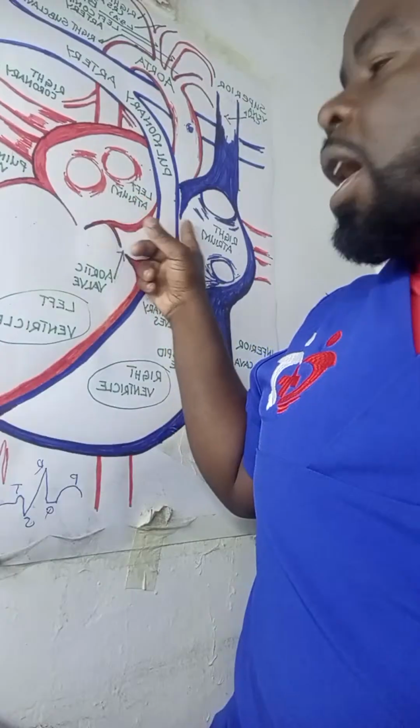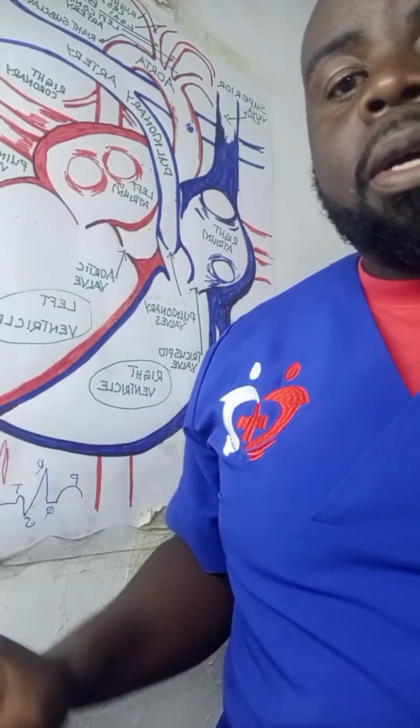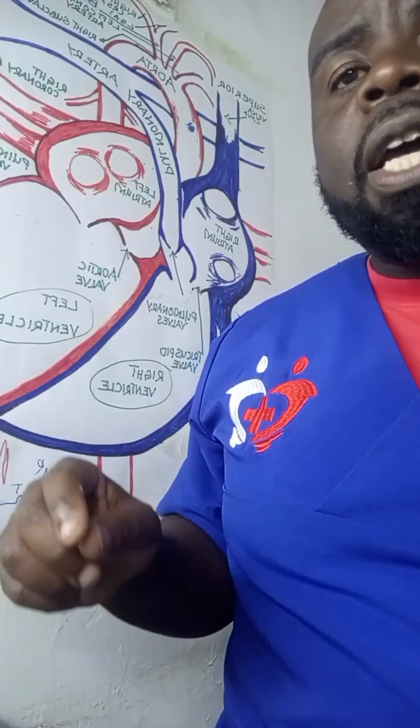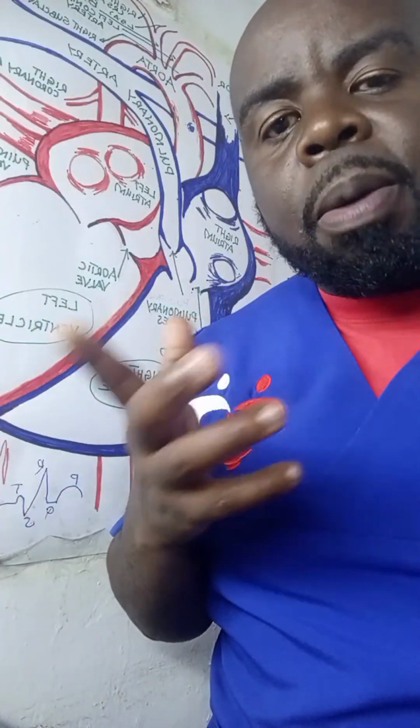Atrial septal defect is a hole here, like the foramen ovale, the one that closes when a child is born. A child can be born with it.